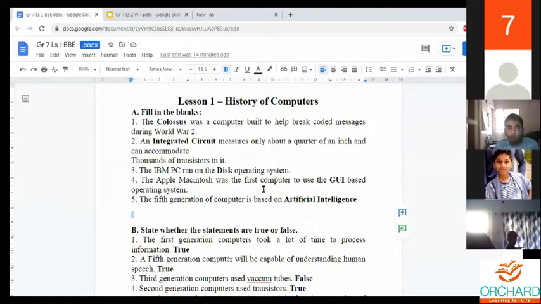The IBM PC can run on DOS, disk operating system. The Apple Macintosh was the first computer to use the GUI-based operating system, graphical user interface-based operating system. The fifth generation of computer is based on artificial intelligence.